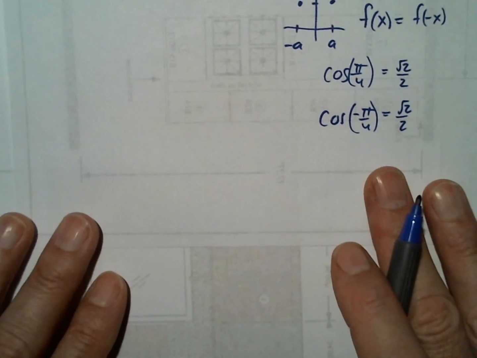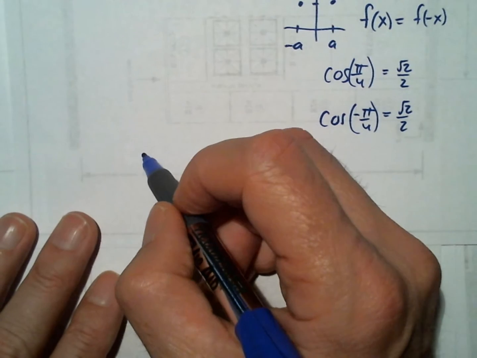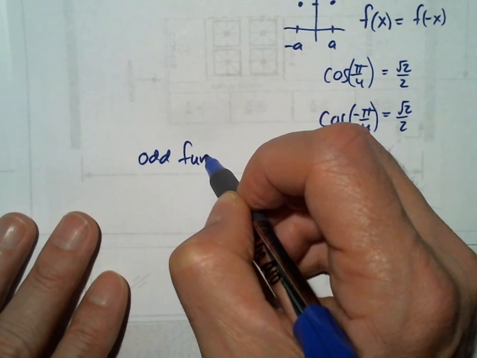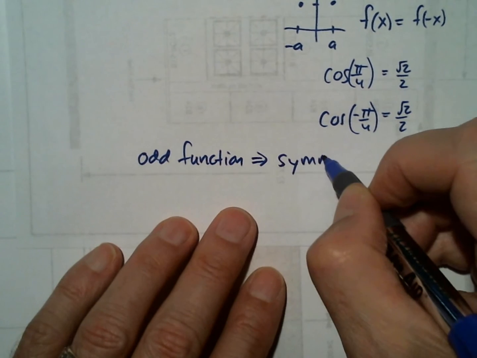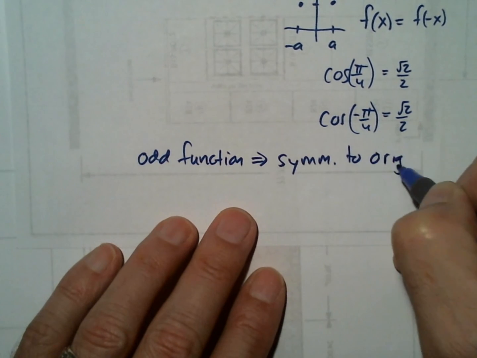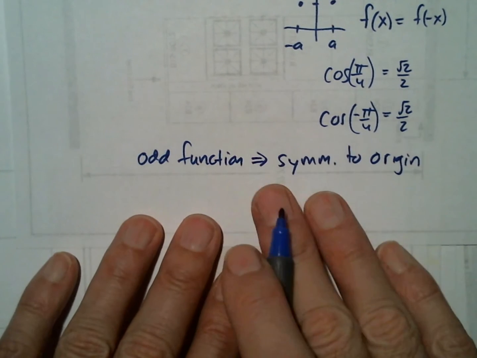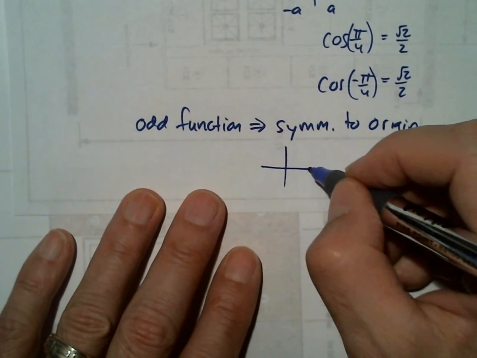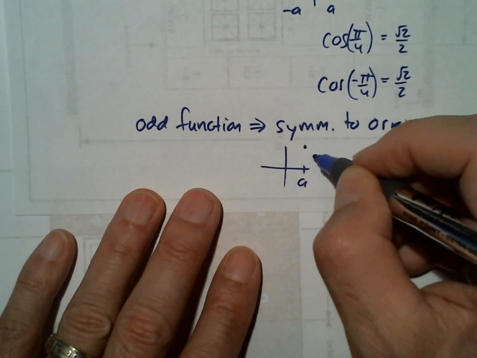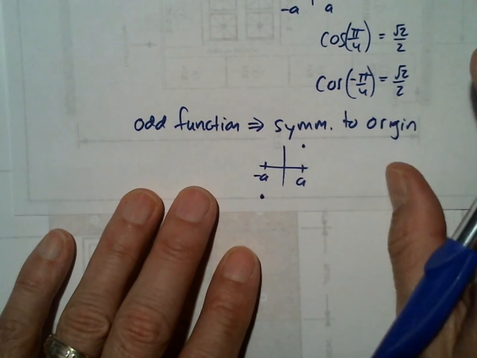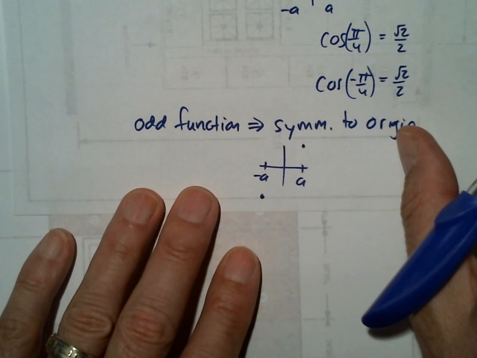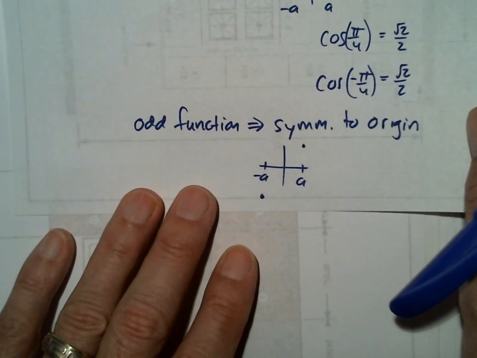And we'll list all the functions. Here, if we talk about an odd function, that means it has symmetry to the origin. And when we look at that, if we had a positive y value at a, then at negative a, we have a negative y value. And it turns out that sine is odd. Sine has this characteristic. And here's how we can memorize these.